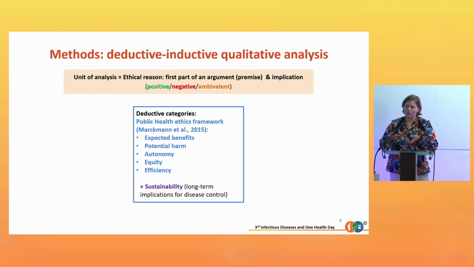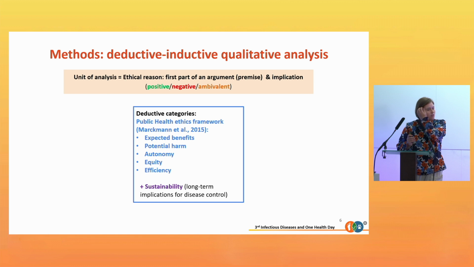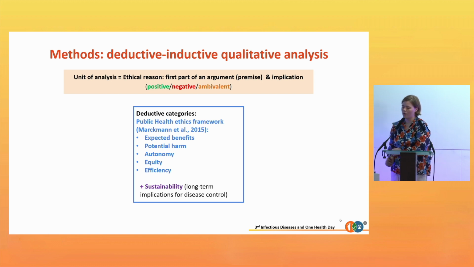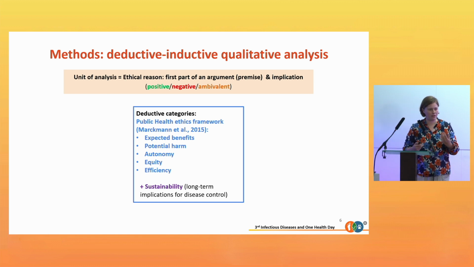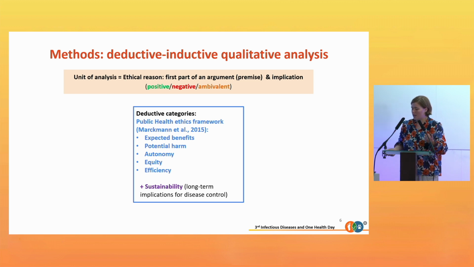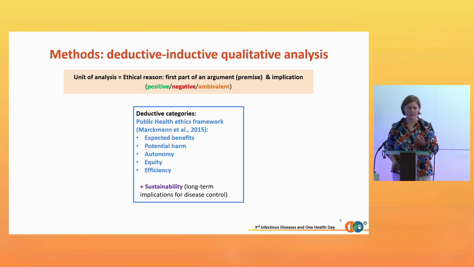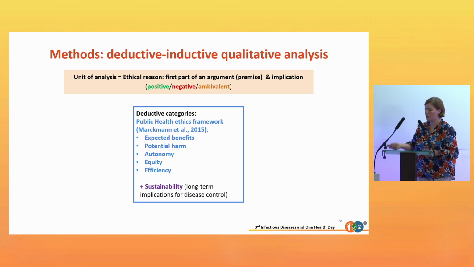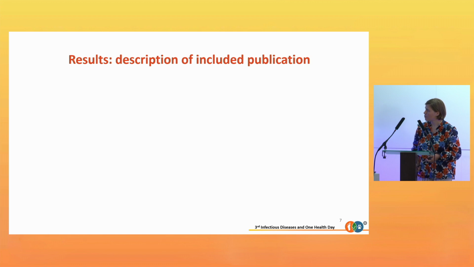Then we grouped them into categories that we took from the public health ethics framework by Marckmann that we felt was fitting after reading the texts first. So this public health ethics framework is composed of several categories, so expected benefits of the measure, potential harm done by the measure, autonomy of the actors, equity, efficiency of the measure, so mainly cost benefit, and then we also included a category for sustainability to capture long-term implications for disease control.